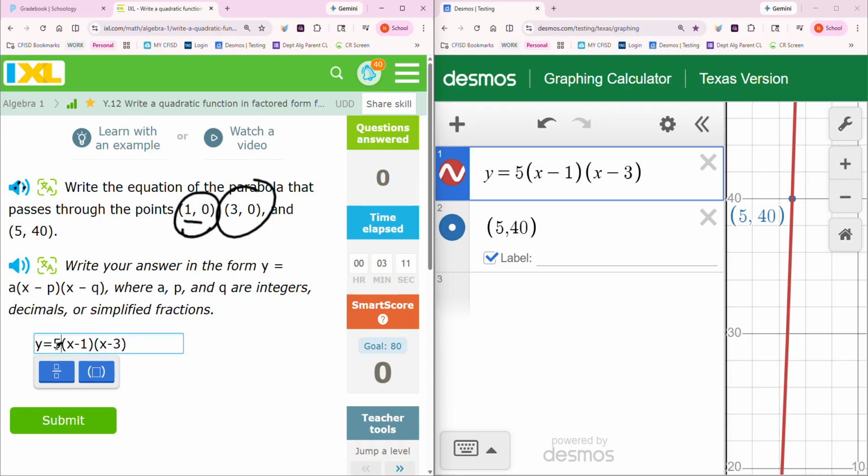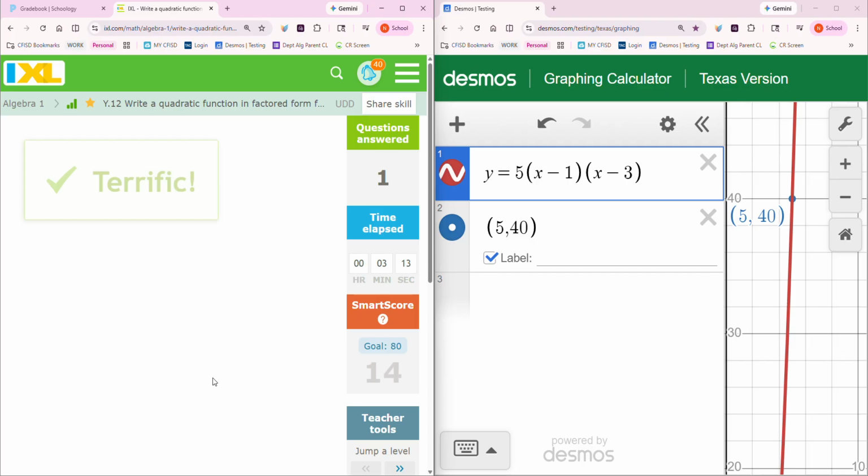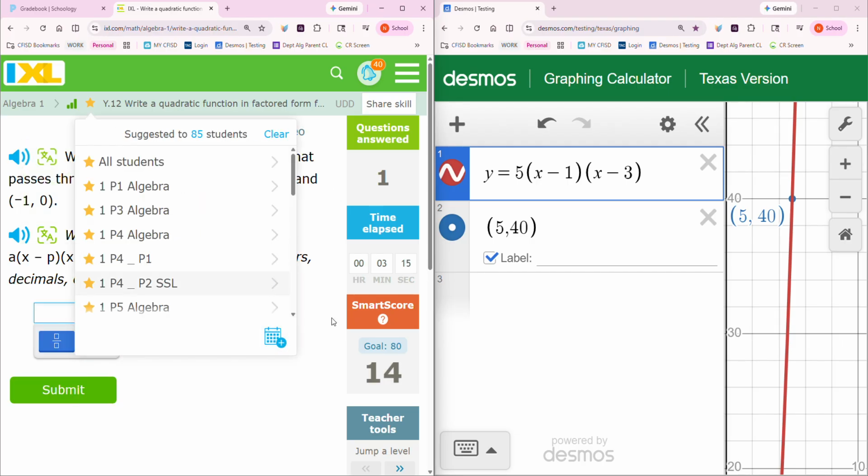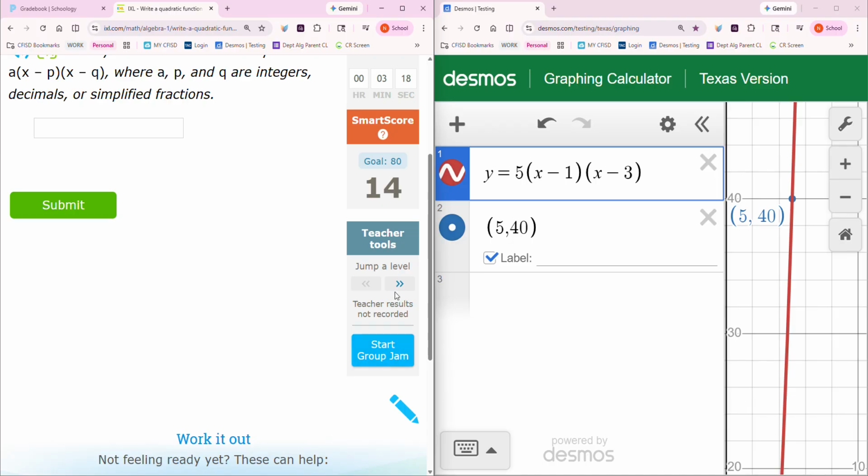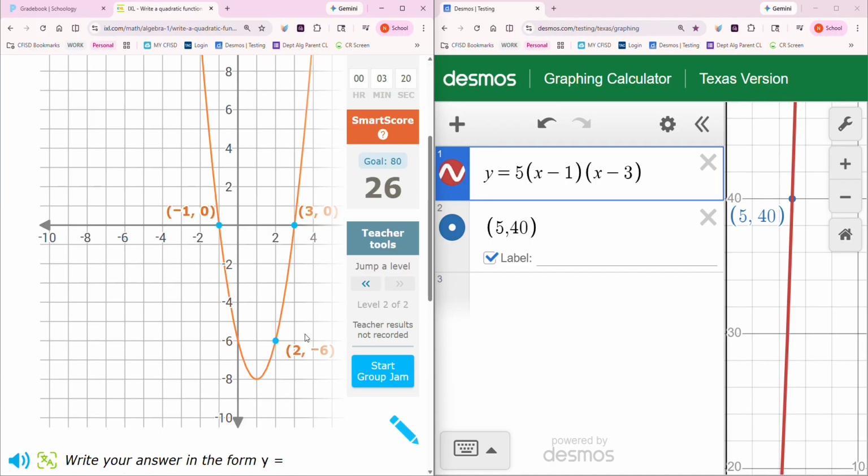That's all we got to do on this problem. So I'm going to go ahead and submit. And as you can see, I got it correct. So that's all you're doing on those problems. Let me go to a next level. So let's go to level 2.